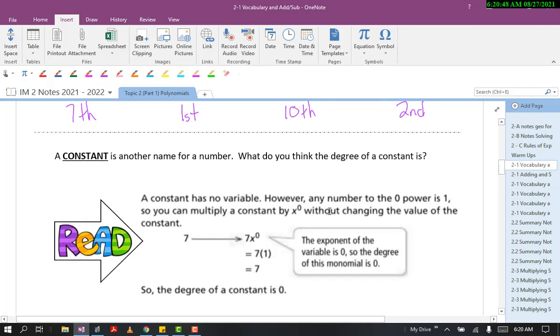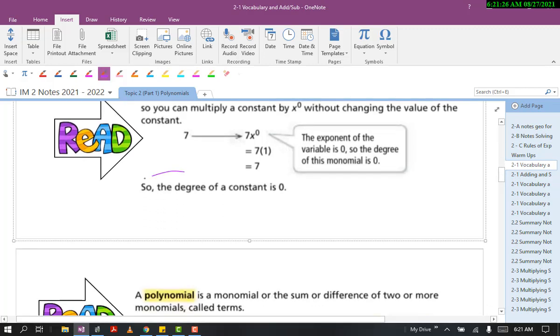Moving along, a constant is a regular number. It's an integer. Well, I guess it doesn't have to be an integer, but it means there's no variable. So what do you think the degree of a constant is? Well, the degree measures really how many variables are in a term, and if it's a constant, there are no variables. As we can see here, 7 is the same as 7 times x to the 0, because x to the 0 is 1, 1 times 7 is 7, so it's still the same. So the degree is 0 because we have 0 exponents, or we have 0 variables. So the degree of a constant is always, always, always, always 0.